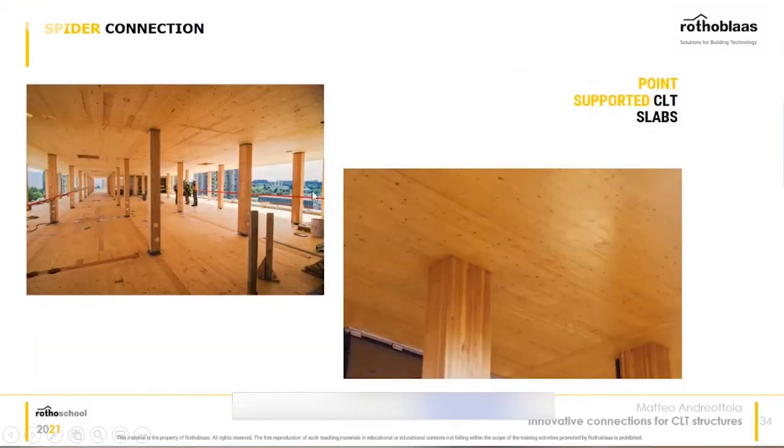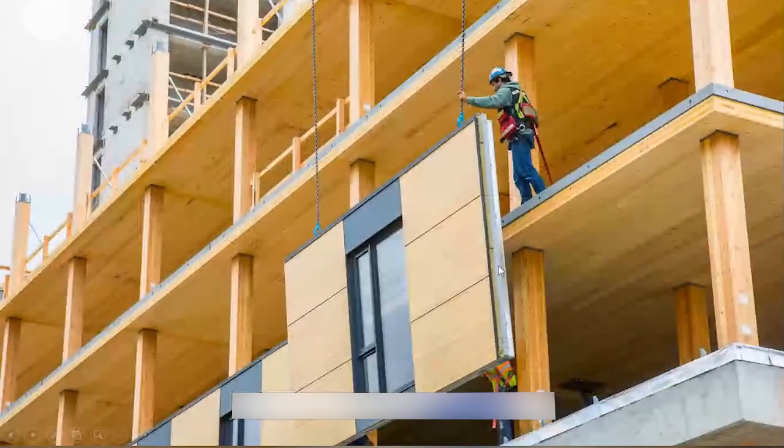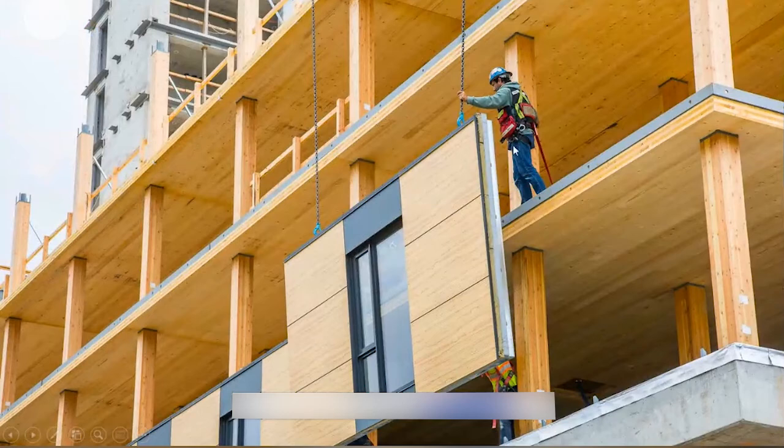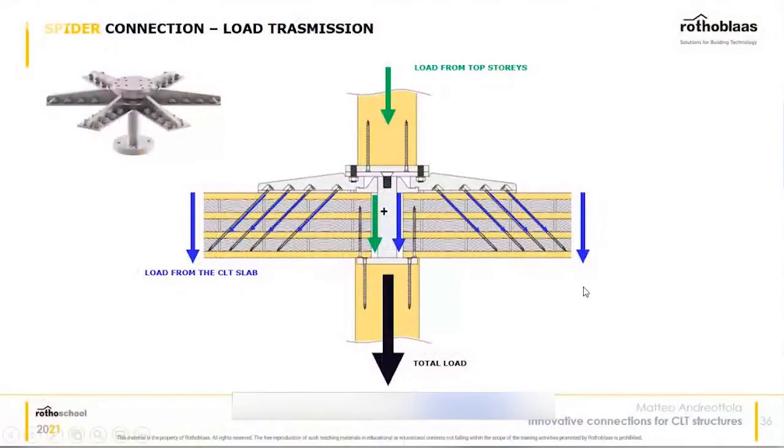That's, for example, an example. That's a continuous CLT slab, point supported by the columns, of course. And you can see another example. This is a famous building in Canada, just to show you how the finish would look. Let's go more into detail and let's see how the spider works.